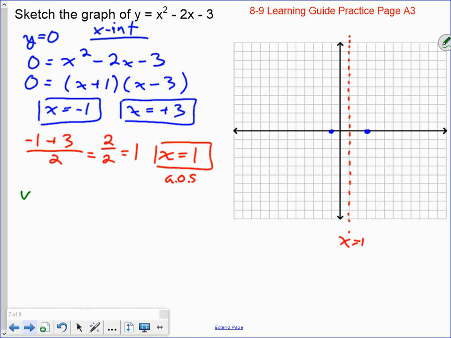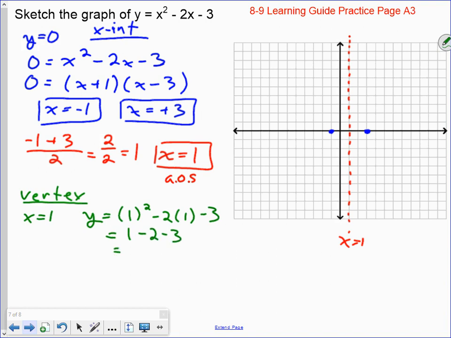We can do our vertex next. We know our vertex is going to have x equals 1. y is going to be 1 squared minus 2 times 1 minus 3. 1 minus 2 minus 3, negative 4. So that is going to be the point (1, -4). It's going to be our vertex. 1, 2, 3, 4. There's our vertex right there.